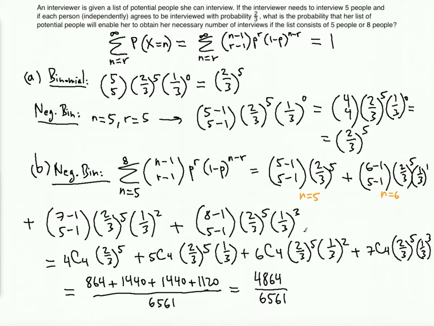That's the probability in the case where she will have 8 people on the list, that she will have 5 people agreeing to be interviewed. In other words, in at most 8 trials, she can have 7 trials, 6 trials, 5 trials. She will have 5 successes in each of these cases.